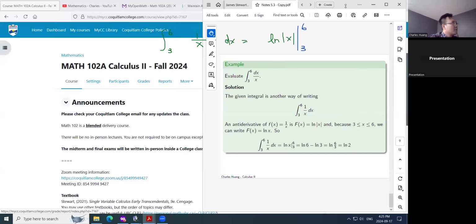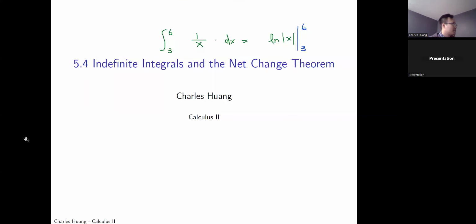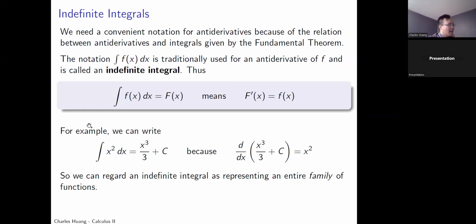We're going to mention one thing from 5.4. Now that we have established the relationship between integration and differentiation, we need to have a convenient way to show that we are trying to do the antiderivative.